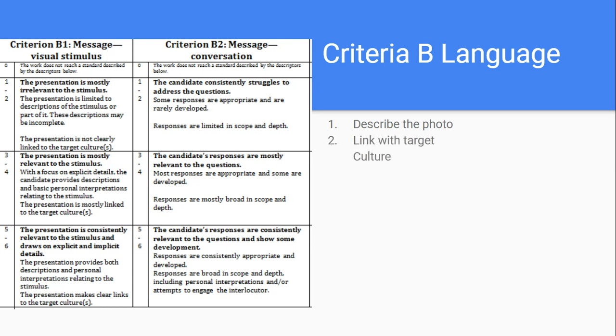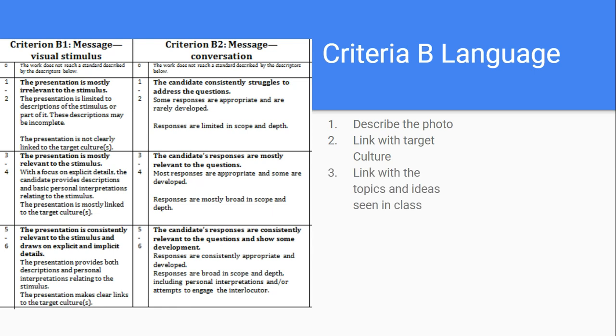You need to also link it with the target culture, meaning that if you're sitting a French exam, you need to mention something about someone that speaks French. Watch out, it could be about France, but it could also be about any place that speaks French. So it could be about Switzerland, Belgium, Canada, even some parts of India used to speak French. So it could be about there as well. Okay, not to mention Africa. So link it with the target cultures there.